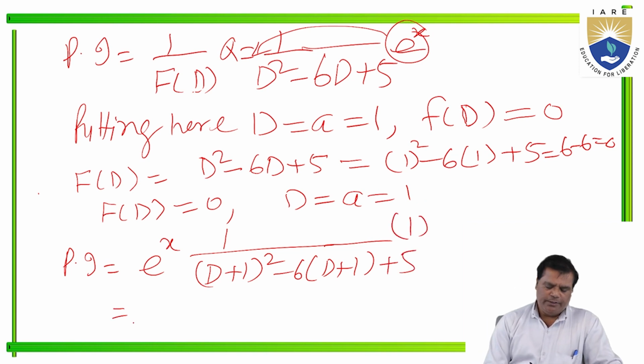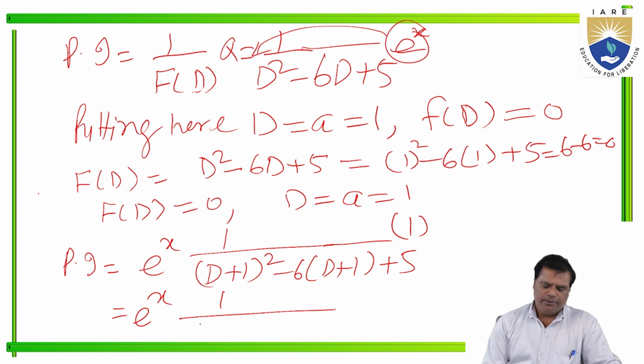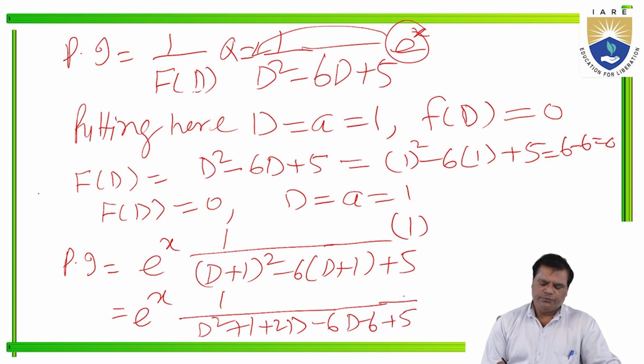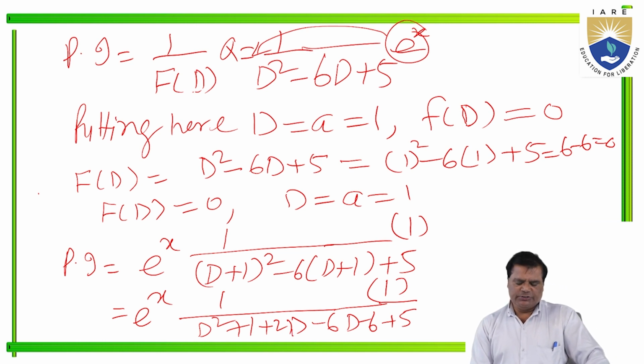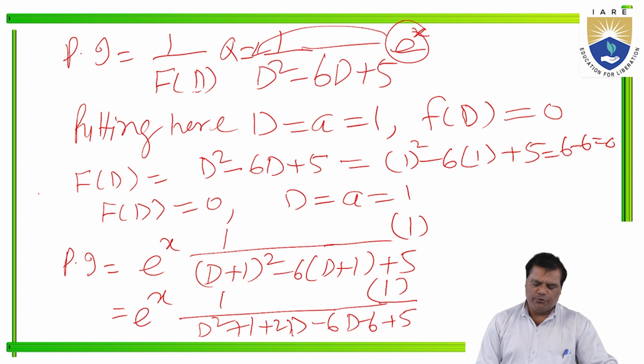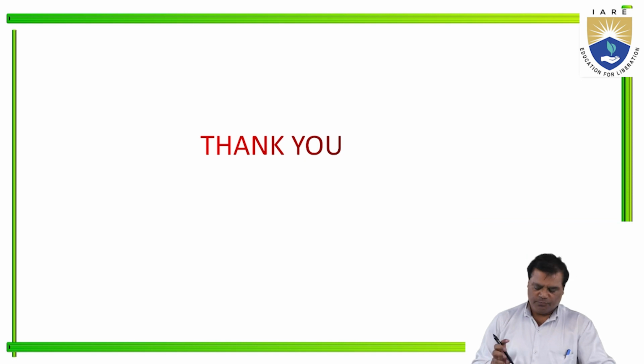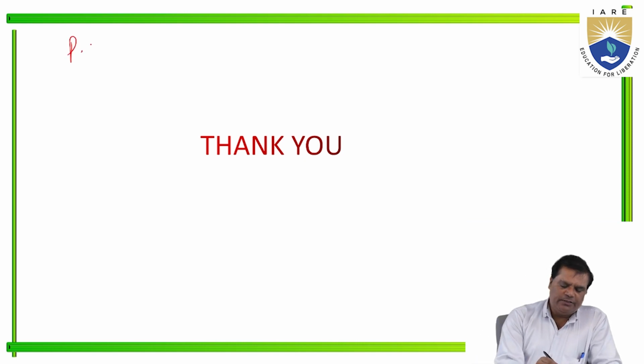So now here e to the power x, 1 upon D square plus 1 plus 2D minus 6D minus 6 plus 5 into 1. So here 2D and minus 6D is minus 4D, D square minus 4D, and 6 minus 6 is 0. So here D square minus 4D. Now PI is equal to 1 upon D square minus 4D, here is e to the power x.